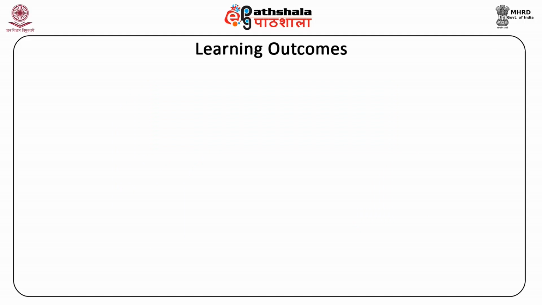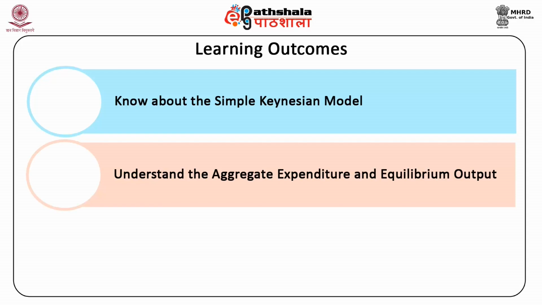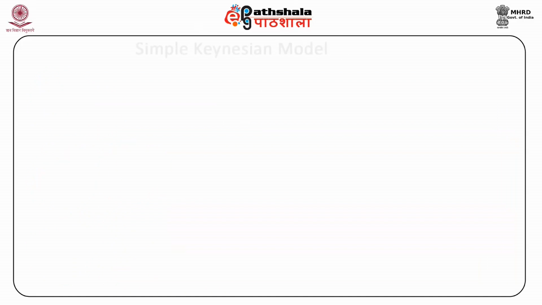After studying this module, you shall be able to know about the simple Keynesian model, understand the aggregate expenditure and equilibrium output, and learn about the multiplier. Let us understand the simple Keynesian model.